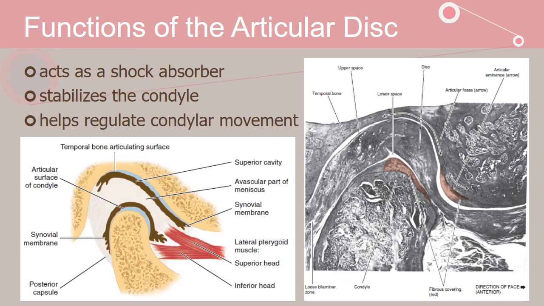The articular disc is also void of blood vessels and nerves. What it contains are proprioceptive fibers that help regulate the movements of the condyle by unconsciously determining the positions of the mandible.